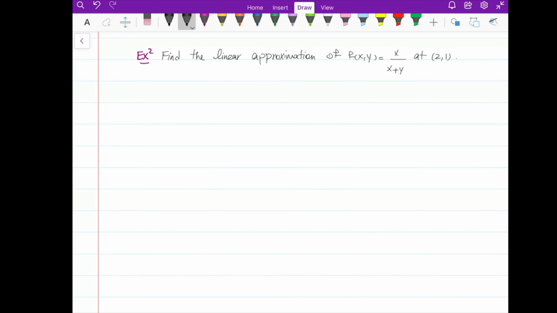Okay, so for that I need to find the partial derivative with respect to x. So I have the quotient rule to use. The denominator is (x + y) squared, the derivative of the top with respect to x is 1 times the bottom, so (x + y), minus the derivative of the denominator with respect to x, which is 1, times x. So this is y over (x + y) squared, and I'm gonna plug in the given point (2, 1) into that, so I get 1 over 3 squared, which is 1 over 9.